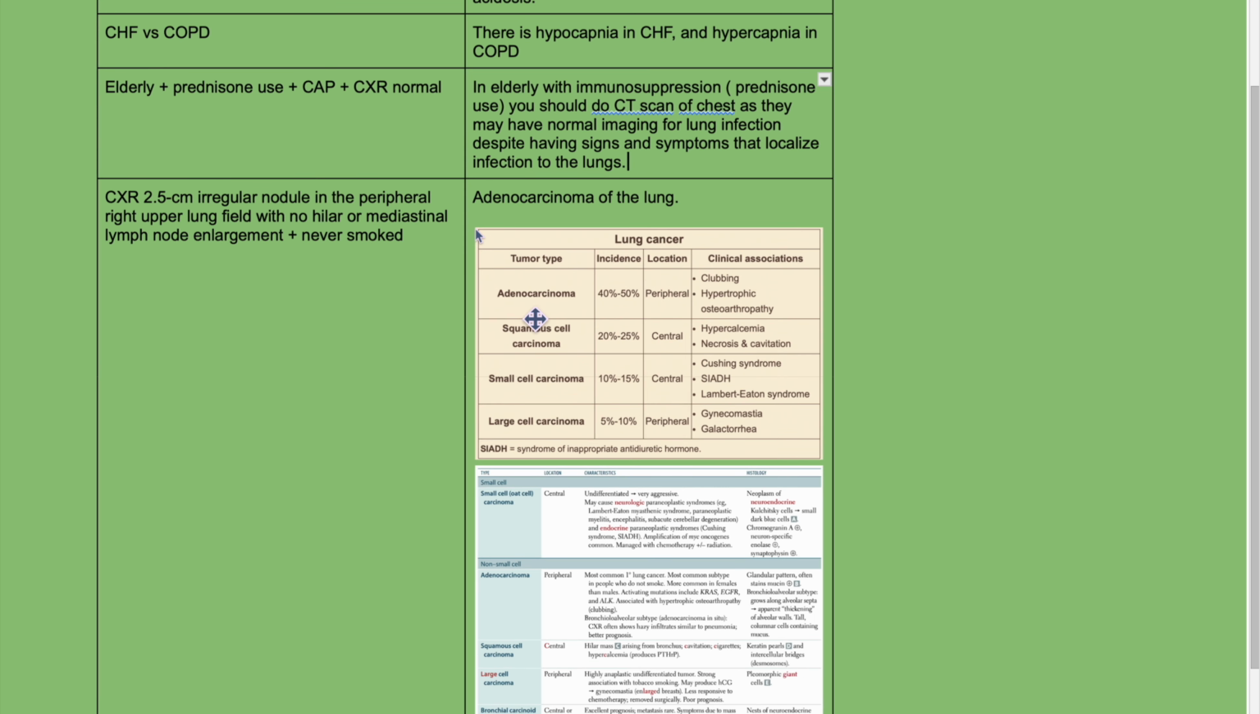So tumor type, adenocarcinoma, 40 to 50% incidence. Location is peripheral. All the S ones are central, right? Squamous central, small central. Okay. Classical clinical association for adenocarcinoma is clubbing, hypertrophic osteoarthropathy. Squamous cell carcinoma, hypercalcemia, and necrosis and cavitation. Small cell carcinoma is Cushing syndrome, Lambert-Eaton syndrome. Large cell carcinoma is associated with gynecomastia and galactorrhea.